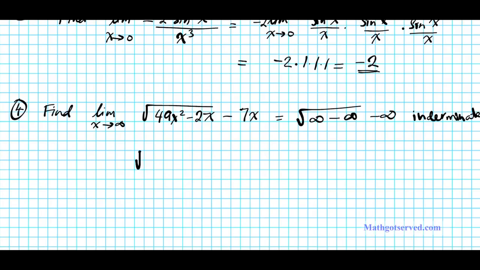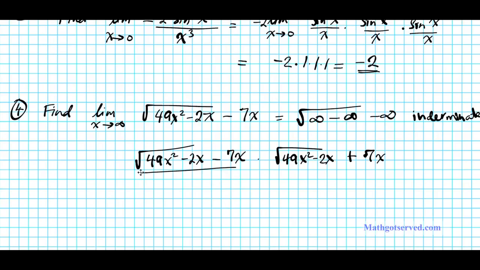We have the square root of 49x squared minus 2x, minus 7x. So multiply the top and bottom by the square root of 49x squared minus 2x, plus 7x. On the top and on the bottom, the same. Let's write this over 1. And then this over the square root of 49x squared minus 2x, plus 7x.